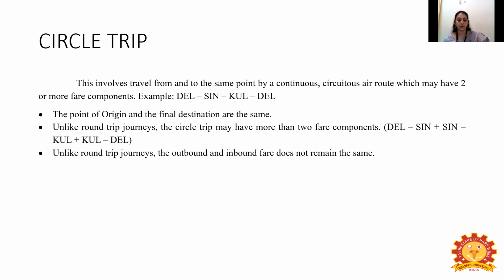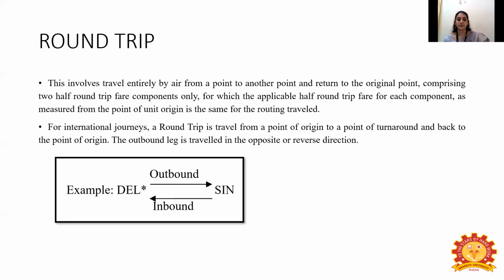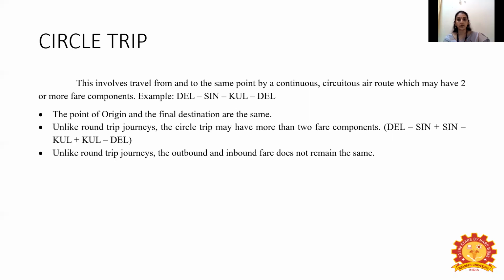Delhi to Singapore, one component. Singapore to Kuala Lumpur, another component. Again, Kuala Lumpur to Delhi, another component. You have three fare components mentioned here, whereas in the previous one, only two fare components. So when there are more than two fare components and you return back to the same place, that is called a circle trip.